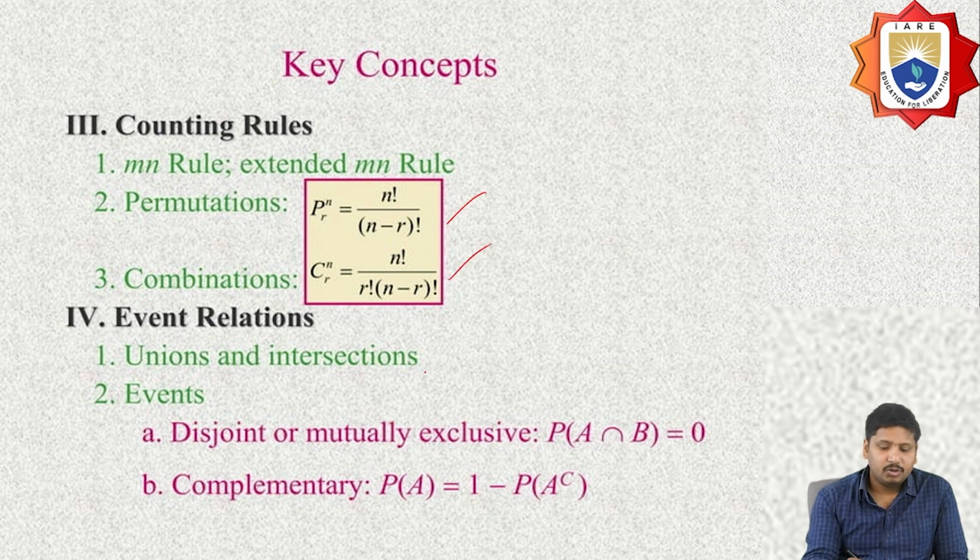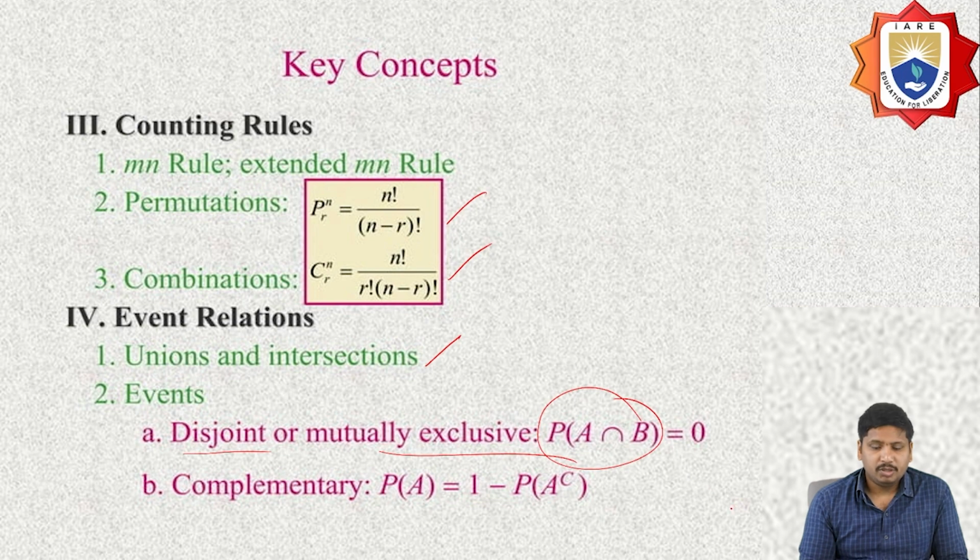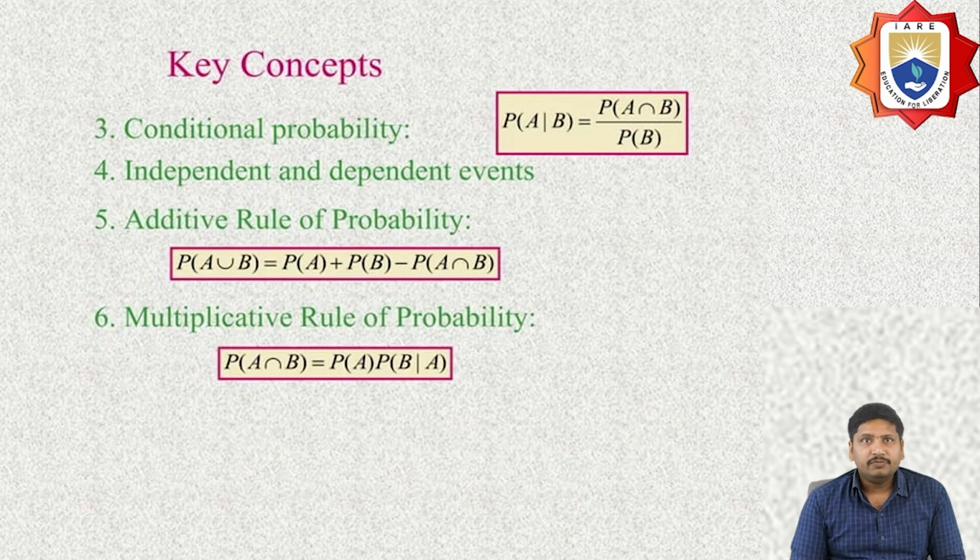The events are going to have unions and intersections. Events should be either disjoint or mutually exclusive, which is written as probability of A intersection B equals 0. And for complementary events, I'm going to write P of A is equal to 1 minus P of A complement. And what is the equation for conditional probability? Probability of A given B is equal to P of A intersection B divided by probability of B.